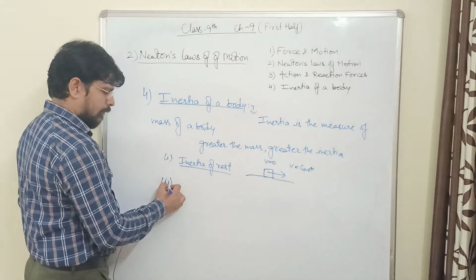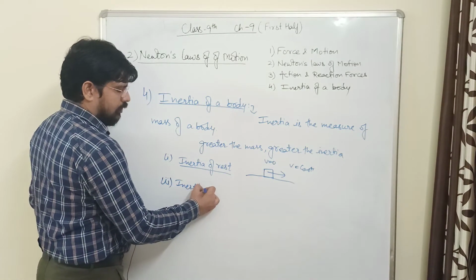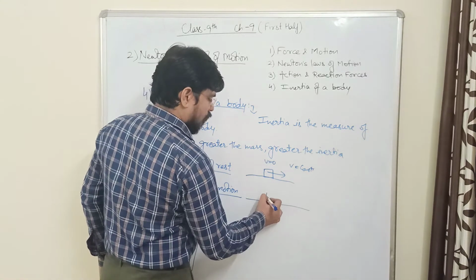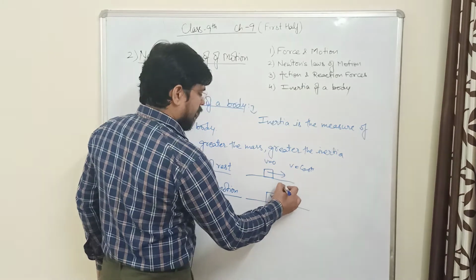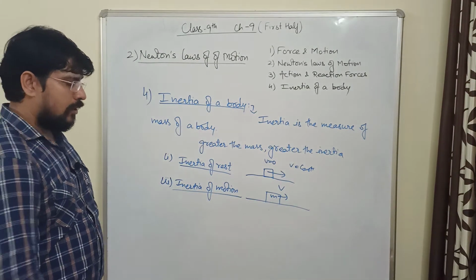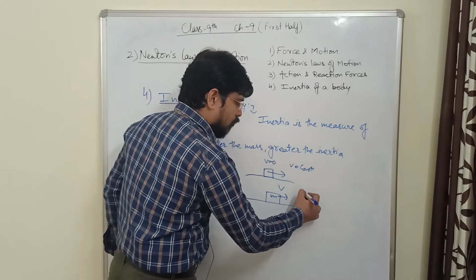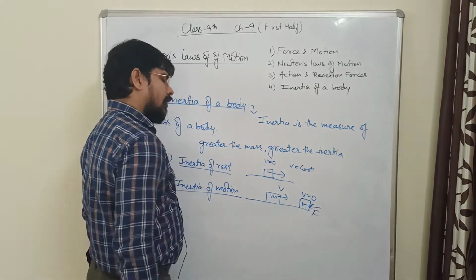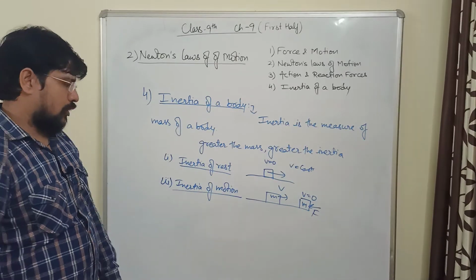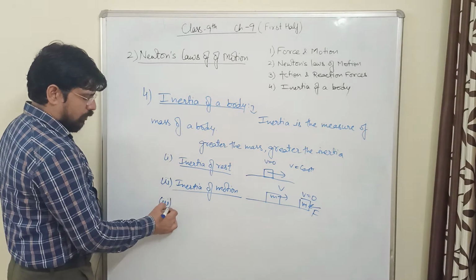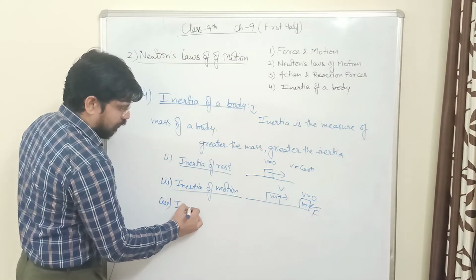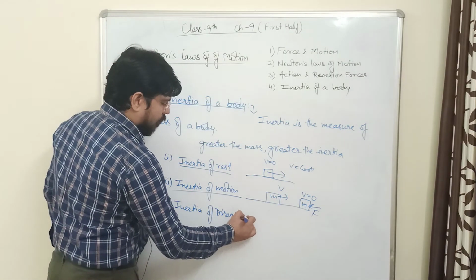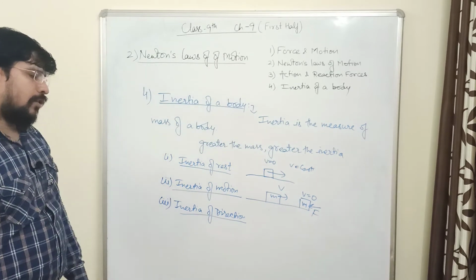Similarly, we have inertia of motion. If a body is already in motion, it has some momentum, it has inertia of motion. For stopping that body, making its velocity zero, we need to apply some force in the reverse direction because the body has inertia of motion. And similarly, for keeping an object in circular motion or changing its direction, we also need to apply force, that is known as inertia of direction.